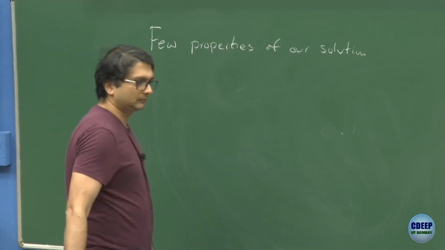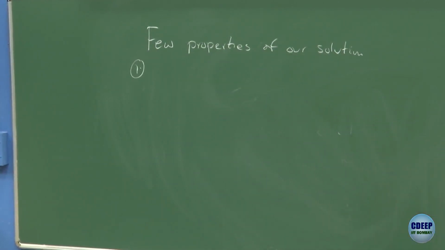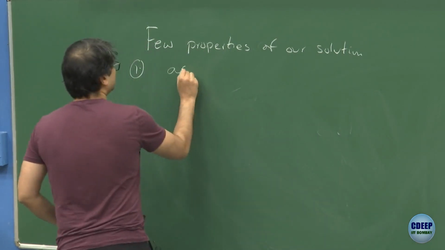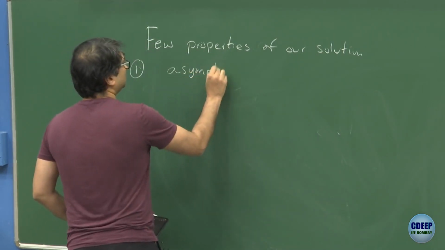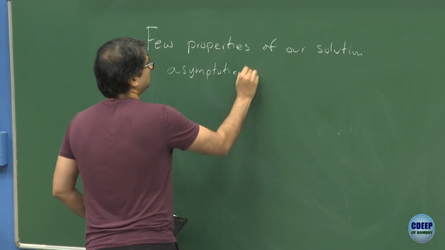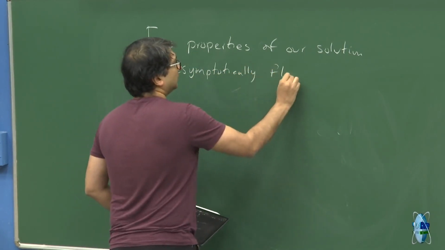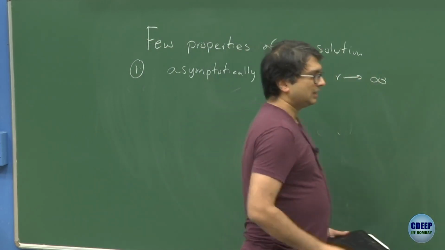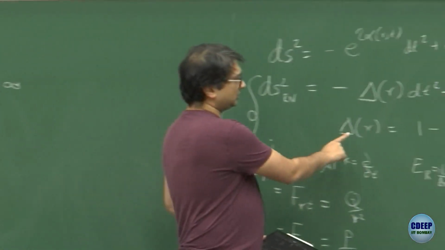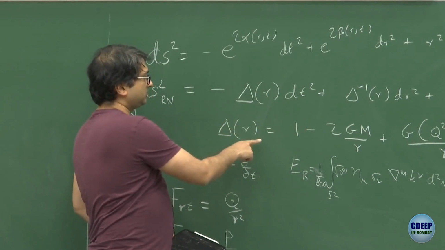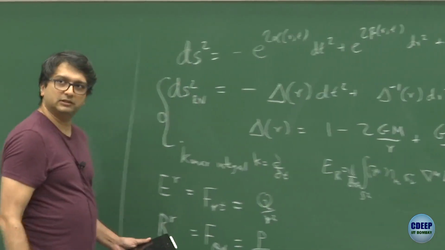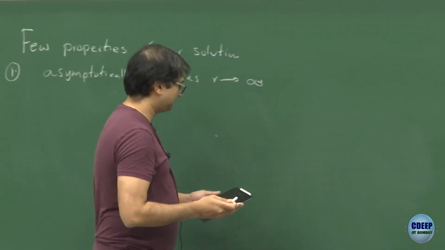One is that our solution is asymptotically flat. As r goes to infinity, this delta of r just approaches 1. All those terms are suppressed because there's a constant divided by r or r squared. So this just becomes a flat Minkowski space metric.